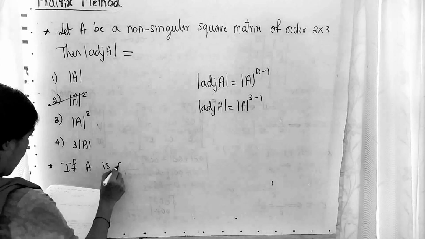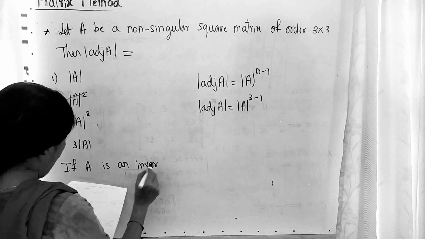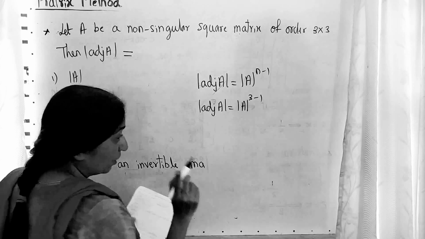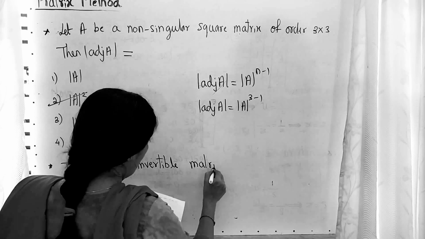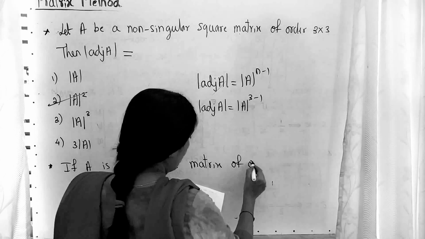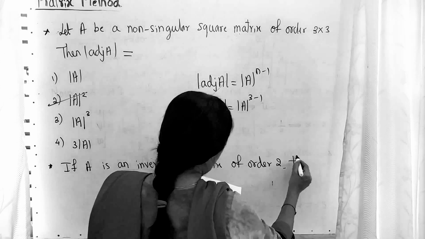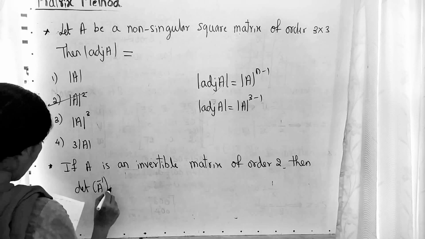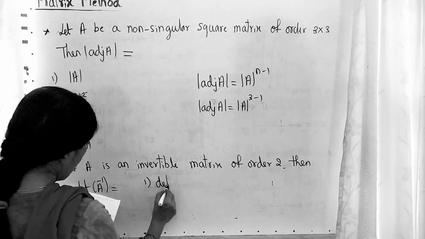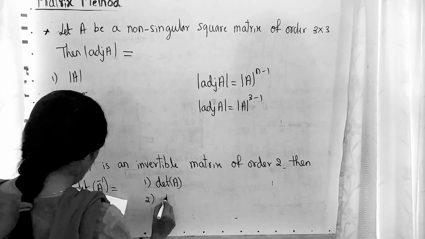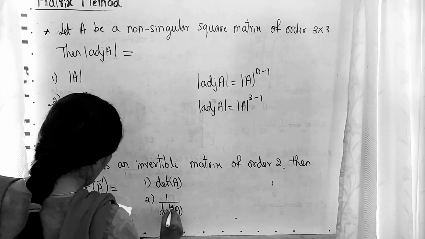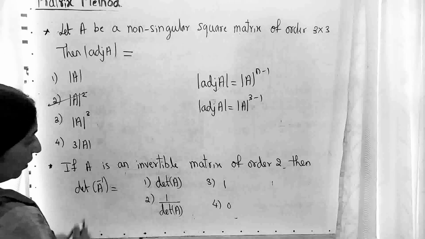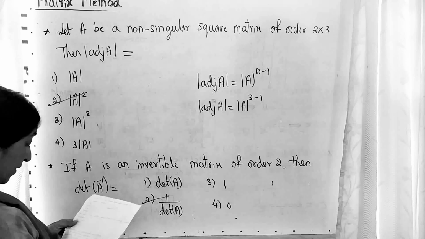If A is an invertible matrix of order 2, have you remembered the word invertible, where we use that? Invertible matrix, that is A into A inverse. Then determinant of A inverse is equal to, first option determinant of A, second one 1 upon determinant of A, third one 1, fourth one 0. And already you are familiar with the formula, it is 1 upon determinant of A.